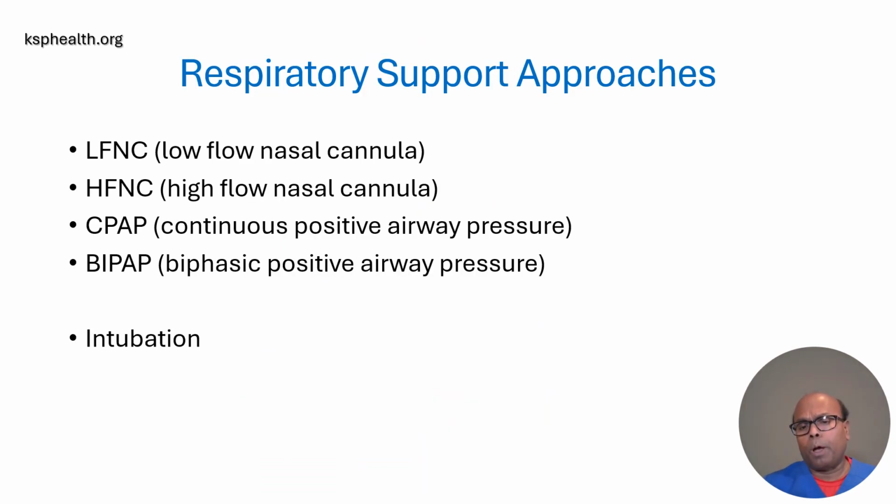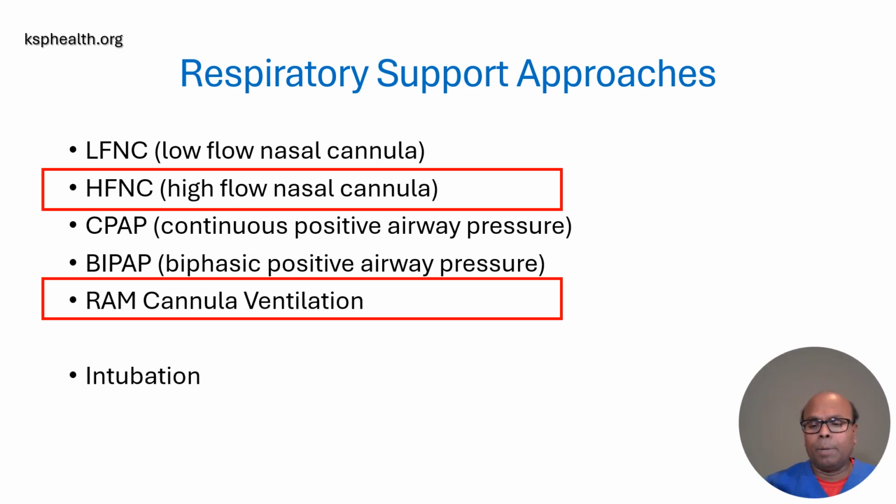The respiratory support approaches available to deal with these acute respiratory disorders are low flow nasal cannula, high flow nasal cannula, continuous positive airway pressure, otherwise called CPAP, and biphasic positive airway pressure, otherwise called BiPAP. If none of them worked, eventually intubation. In this seminar, we are going to talk about high flow nasal cannula and RAM cannula ventilation.